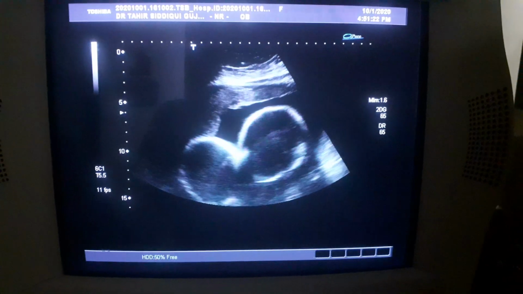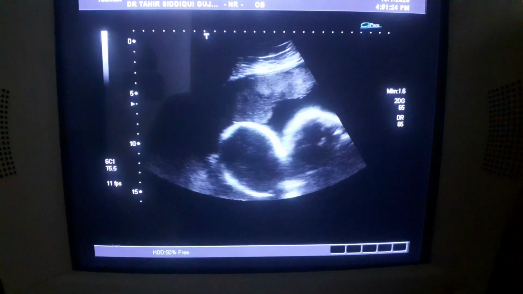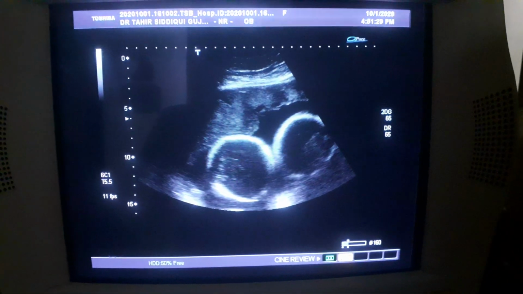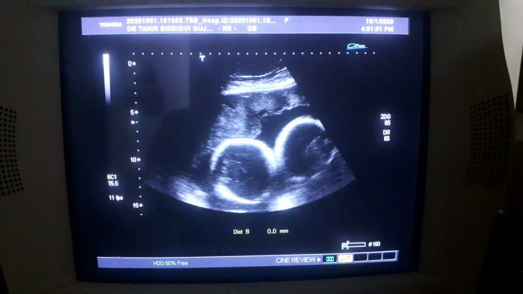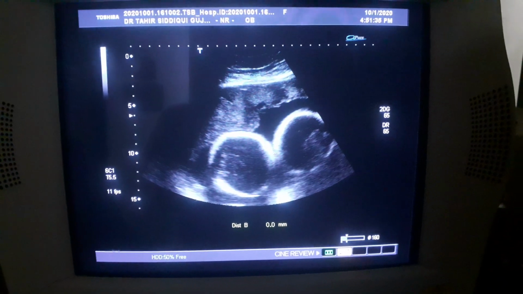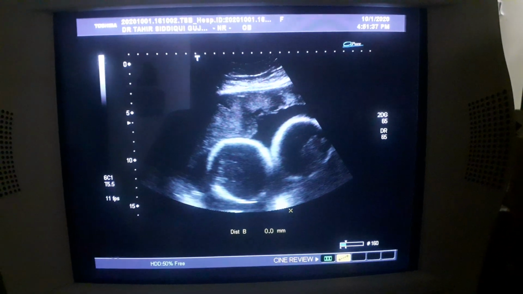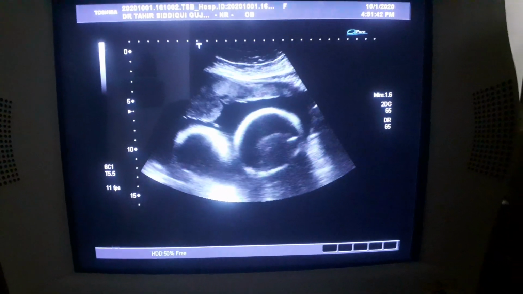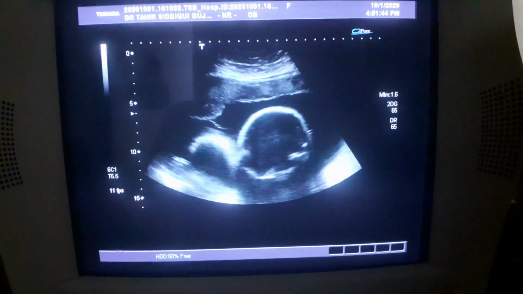Non-conjoined, they do not join each other. And you will see separation between them. So head of the fetus number 1, head of the fetus number 2, and this is a fine separating line between them. So non-conjoined.